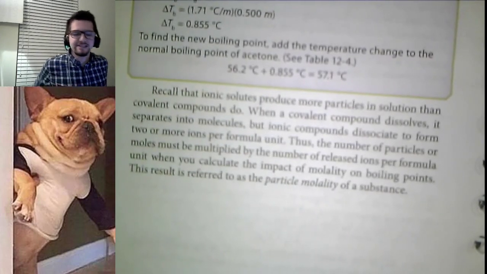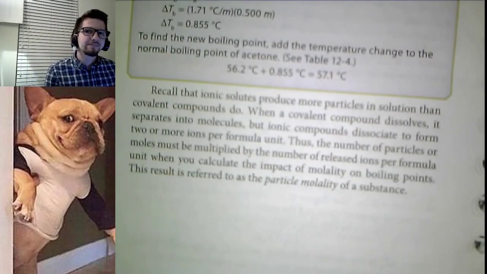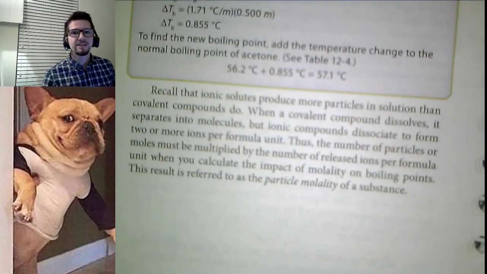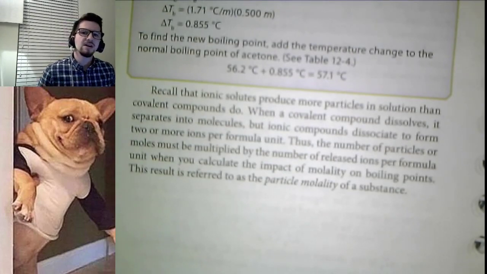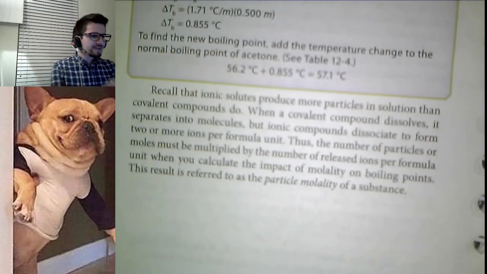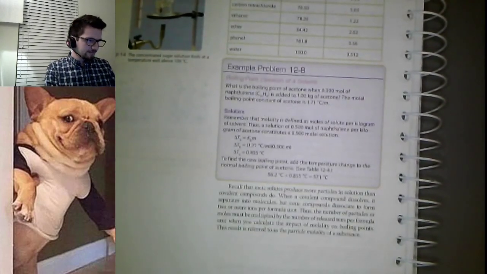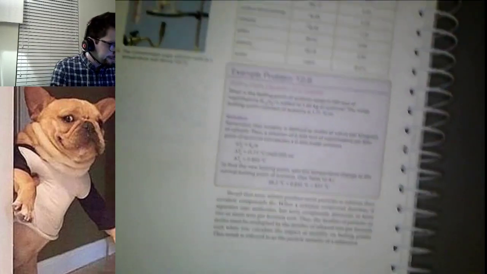Now, that's a really fancy and complicated way of saying when you have an ionic bond that's being broken up, you're going to need to multiply by the number of atoms. But when you have a covalent bond, you're not going to need to do that. Now, how do you figure out whether or not you're dealing with an ionic or a covalent? Well, here's a pretty simple trick.